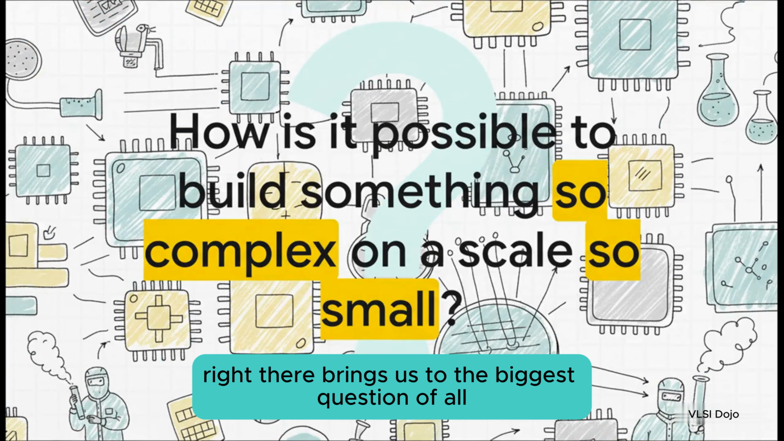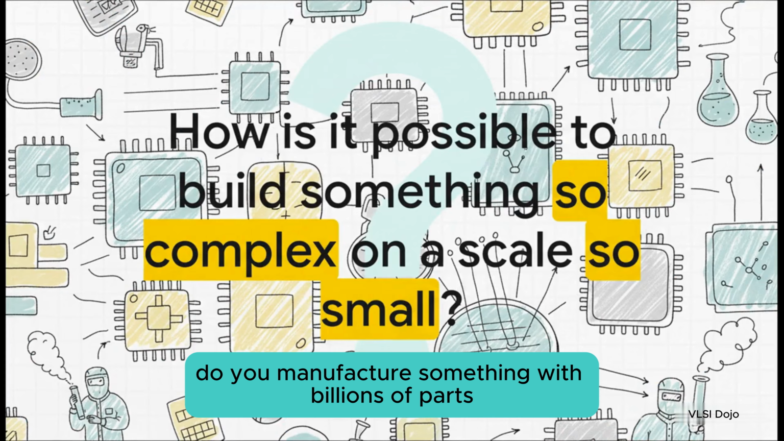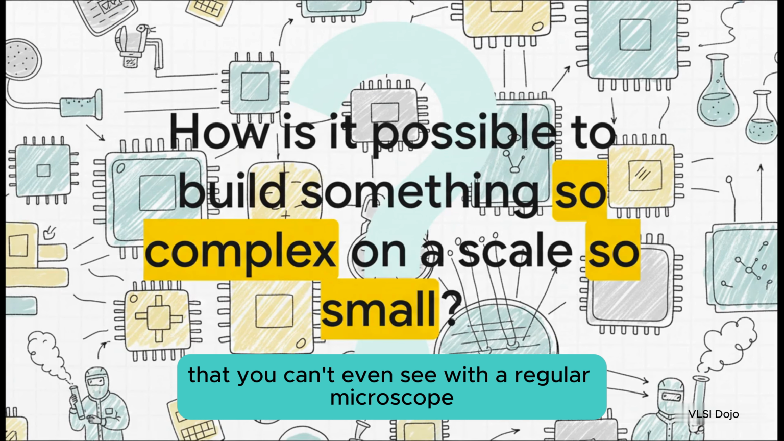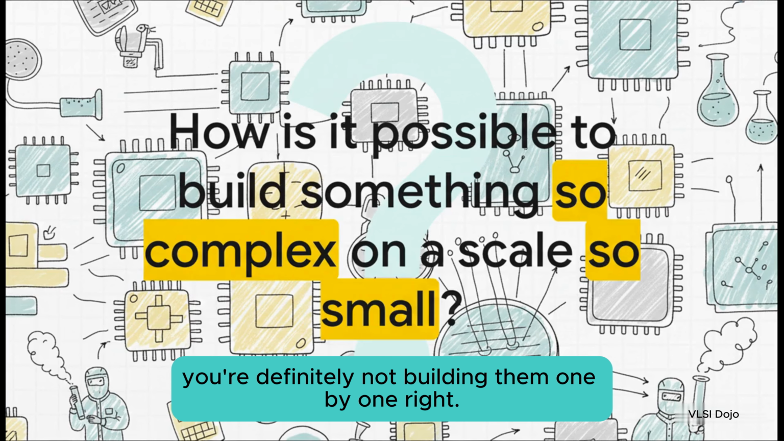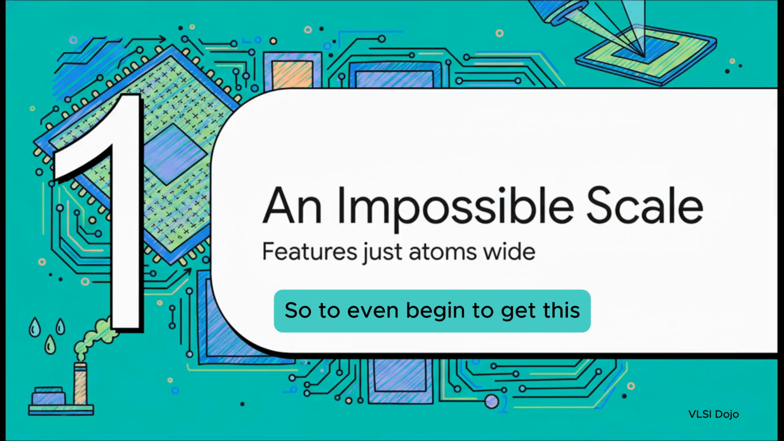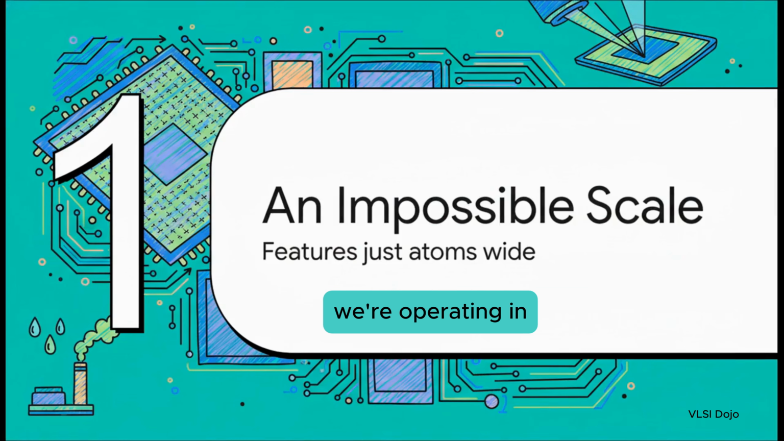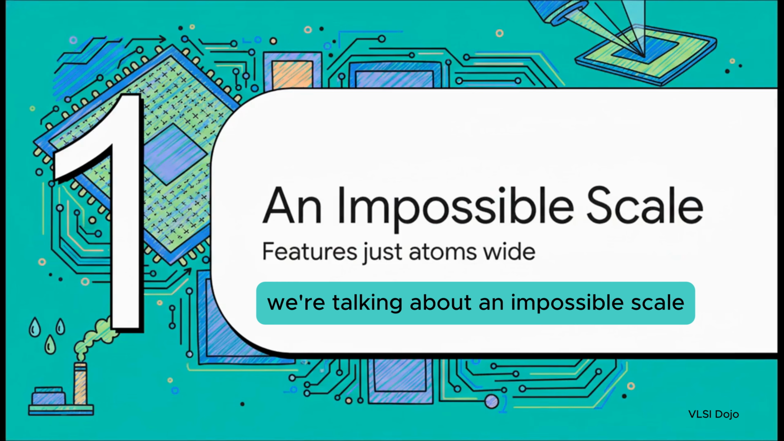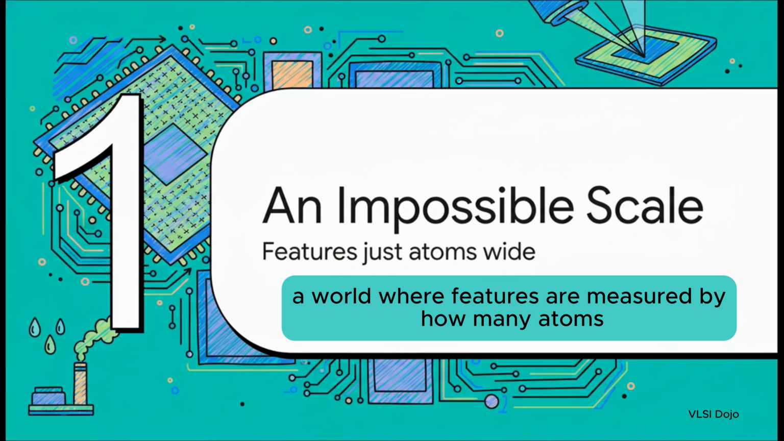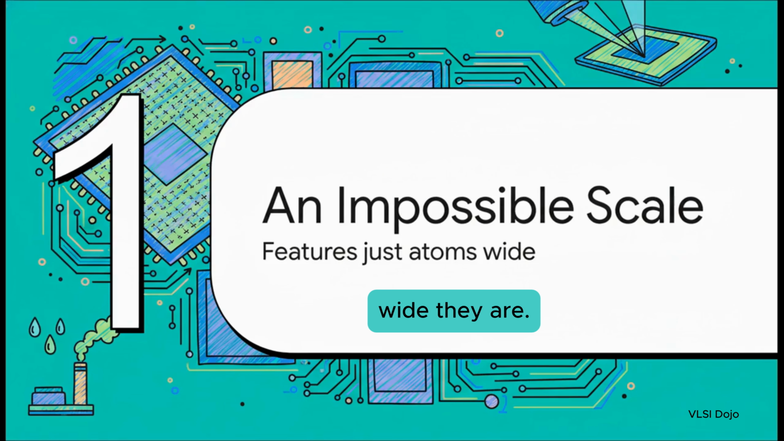And that right there brings us to the biggest question of all. How in the world do you manufacture something with billions of parts that you can't even see with a regular microscope? You're definitely not building them one by one, right? So to even begin to get this, we first have to just accept the world we're operating in. We're talking about an impossible scale, a world where features are measured by how many atoms wide they are.